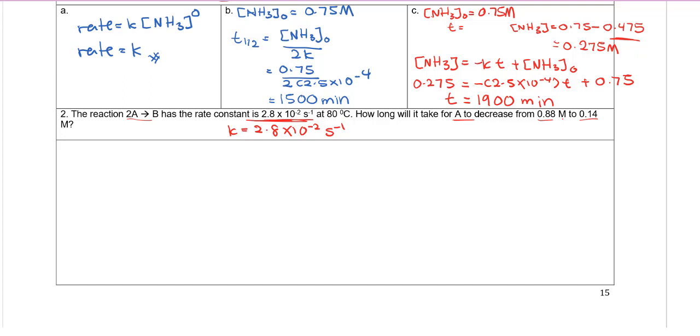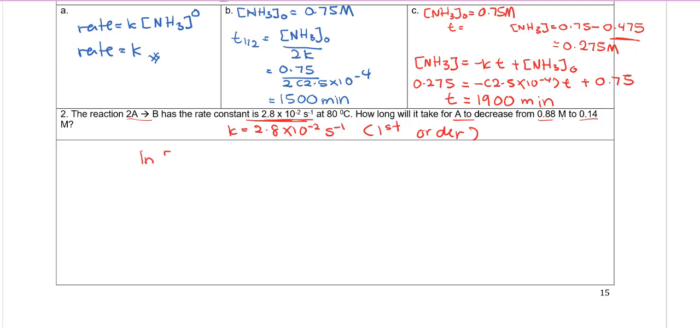Okay, so how do you know whether to use the zero order equation, first order equation, or second order equation for the integrated rate equation? So we look at the unit of k. The unit of k is suitable for first order. Okay, this means that A has a first order reaction. So the unit of k determines the order of reaction. So we need to use the integrated rate law for the first order reaction.